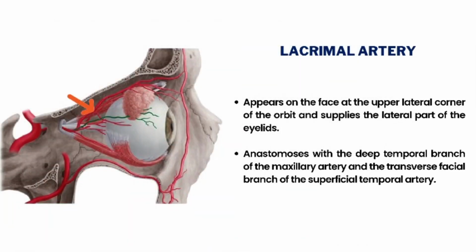Lacrimal artery. It appears on the face at the upper lateral corner of the orbit and supplies the lateral part of the eyelid. It is one of the largest branches of the ophthalmic artery. This artery arises just after the ophthalmic artery enters the orbit. The lacrimal artery mainly supplies the lacrimal gland but also the eyelids, conjunctiva, and parts of the dura mater.